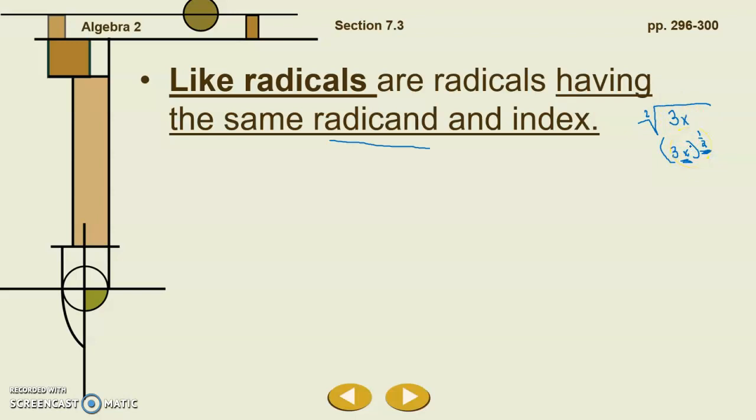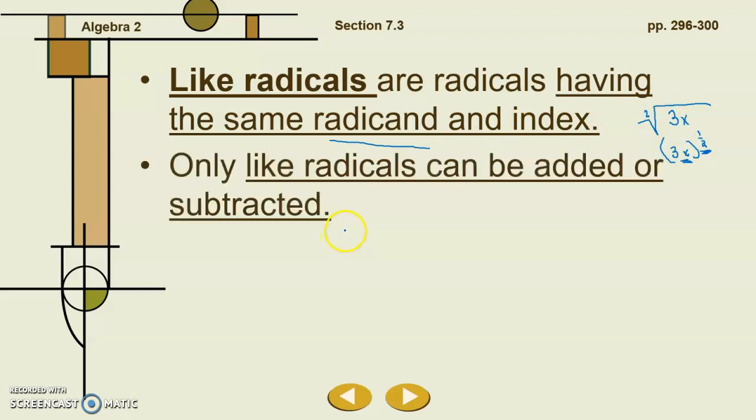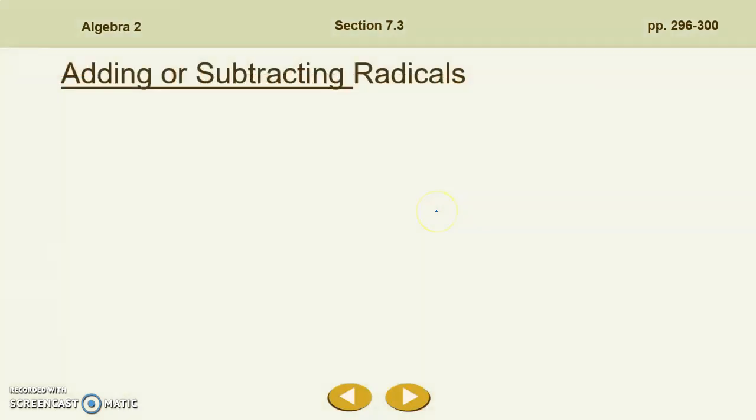If a like term has a variable being raised to the same exponent, then like radicals, which are just another way of writing exponents, also have to be the same in order to add or subtract them. So they have to have that same radicand and the same index. Only like radicals can be added or subtracted. So just like only x plus x can be added or subtracted, only like radicals can be added or subtracted.